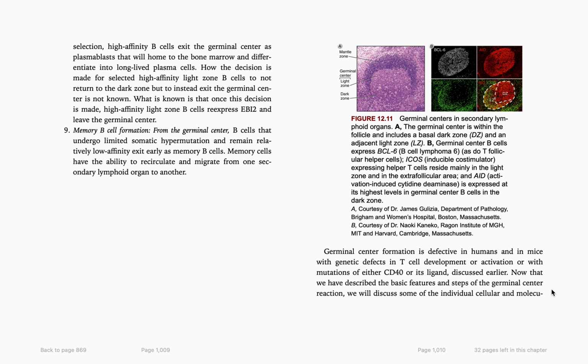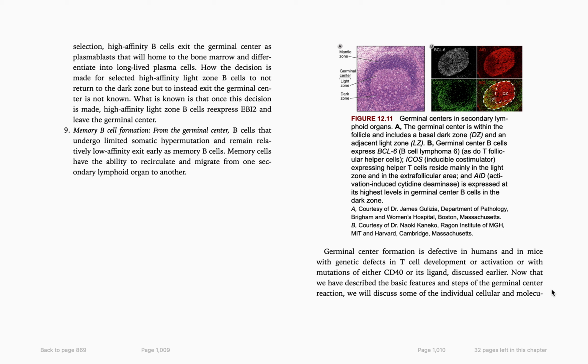What is known is that once this decision is made, high affinity light zone B cells re-express EBI2 and leave the germinal center. Memory B cell formation. From the germinal center, B cells that undergo limited somatic hypermutation and remain relatively low affinity exit as memory B cells. The memory cells have the ability to recirculate and migrate from one secondary lymphoid organ to another.